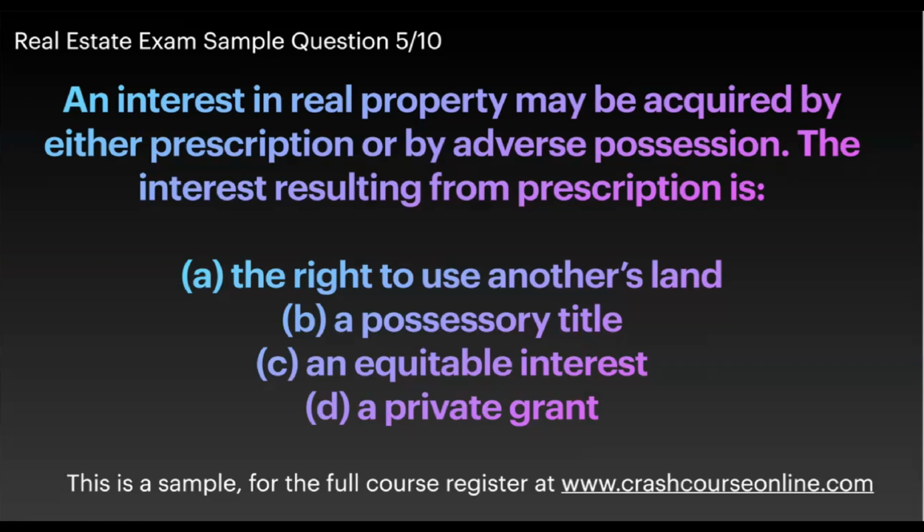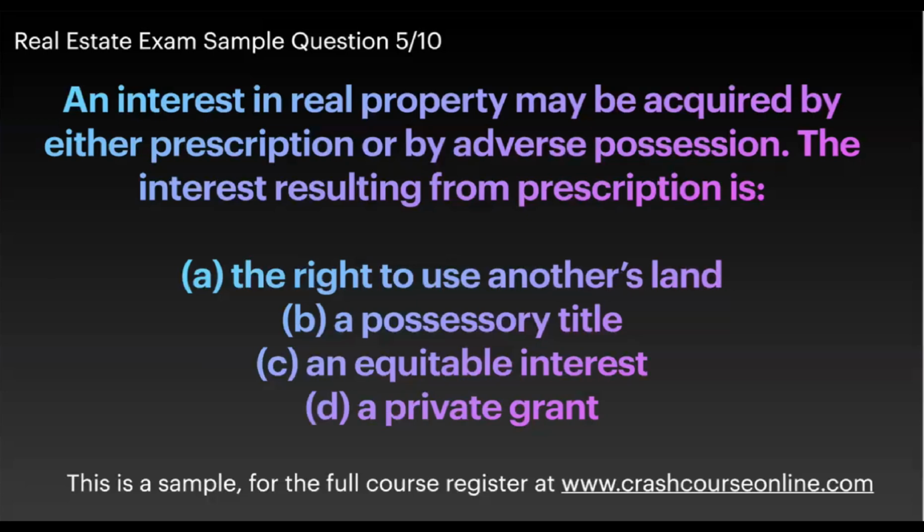For example, let's say that there's a gas station on the corner right by my office. And it's an annoying little corner because there's a no right turn on red signal. So what a lot of people do in the morning is, they want to beat the traffic. So they cut through the gas station to avoid the red light and pop out the other side. What's crazy is that through this concept of prescription, in theory, if you were to openly, hostilely, and notoriously do this continuously for 5 years, you may have the right to use that gas station for access. So the best answer here, again, the question says, an interest in real property may be acquired by either prescription or by adverse possession.